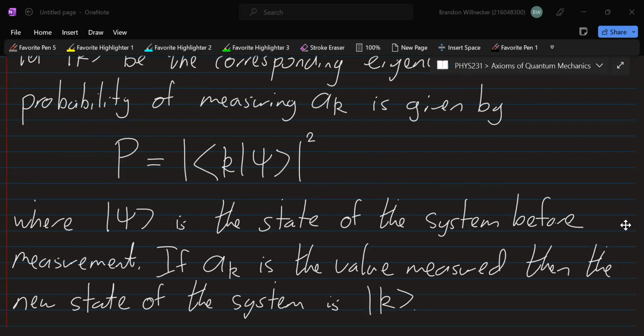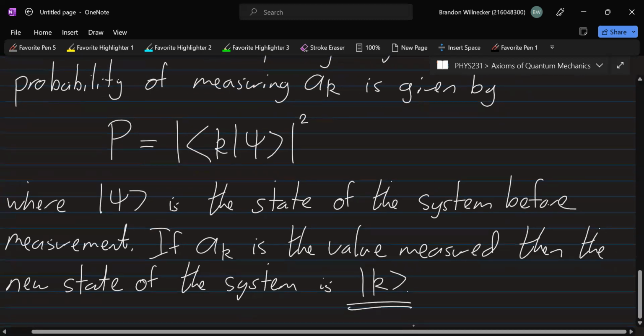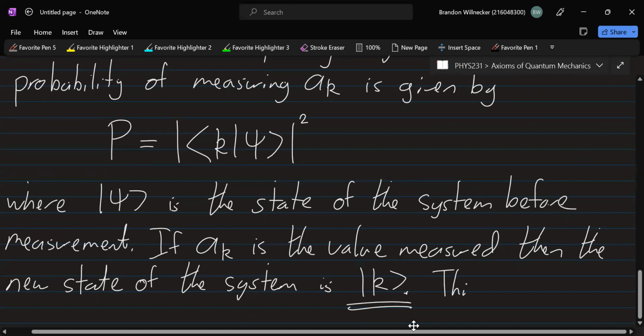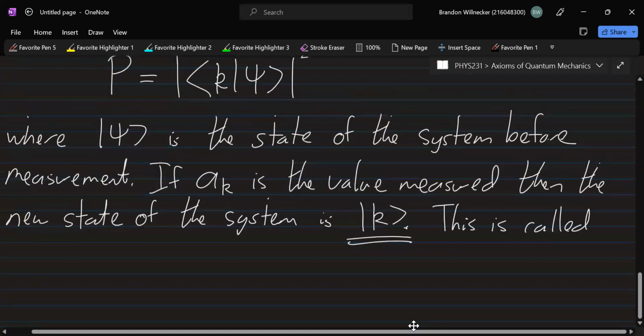We call this projective dynamics because we started out in the state ψ, which may have been some linear combination of arbitrary states in the Hilbert space. After measurement, we are definitely in this new state |k⟩. So we project onto that state. This is called projective dynamics.